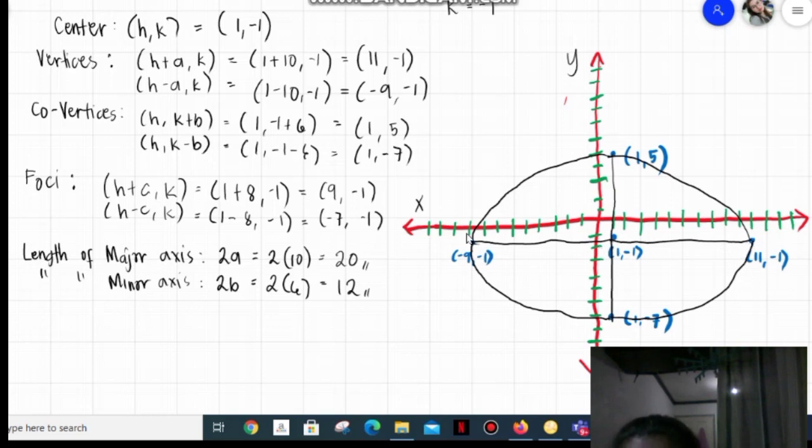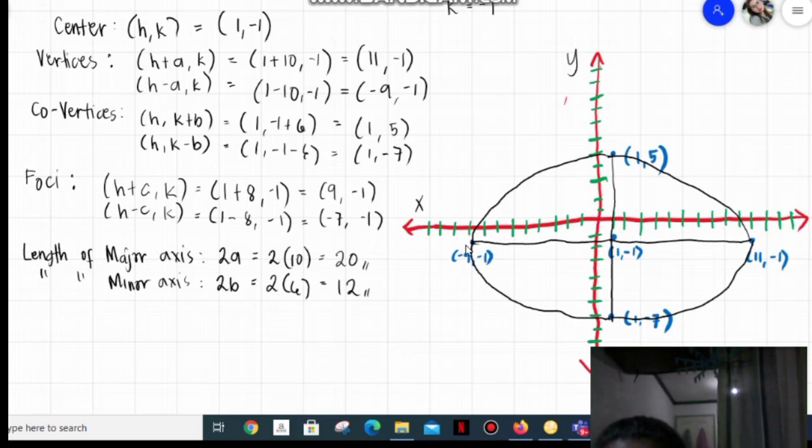Obvious naman na mas mahaba yung x-axis niya. So, meron pa tayong hindi nalolocate, which is the foci. So, ang foci natin, (9, -1). So, locate muna natin. Again, this is the center, ha? Sa origin pa rin magsisimula. So, inuna ko muna i-drawing bago i-locate si foci.